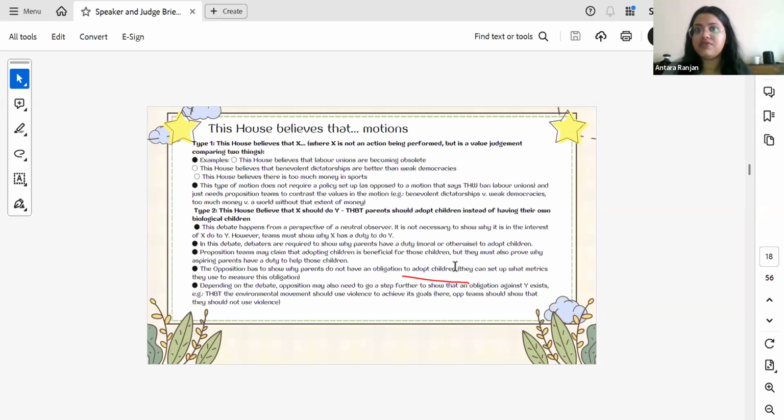So this house believes that benevolent dictatorships are better than weak democracies. What does this mean? It means we would rather have a dictator who is generous and open to its people than have a democratically elected government that is weak in its implementation, right? That maybe can't pass policies, that can't really enforce laws, right? But in this motion, we are not talking about how we would put a dictatorship into power or how a weak democracy works, right? We are talking about values. What is the value? A benevolent dictatorship versus a weak democracy, right?